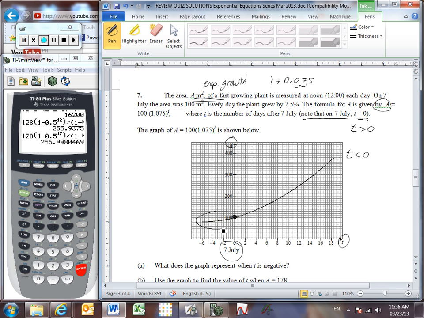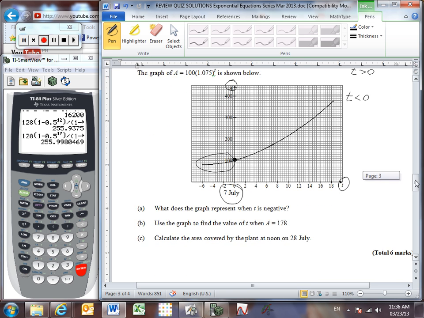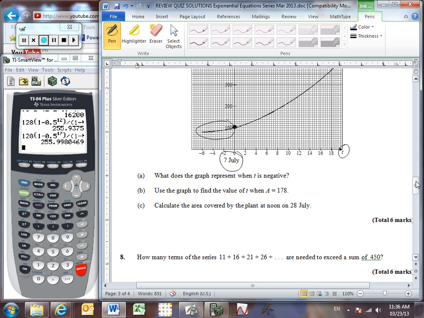So what is the graph representing in this region where t is negative? Again, it's still representing the area covered by this plant, except that now it's the area covered by the plant on days prior to July 7, because time negative means that we are in the past, before t was equal to 0. So it just represents the area of plant in meters squared before July 7.